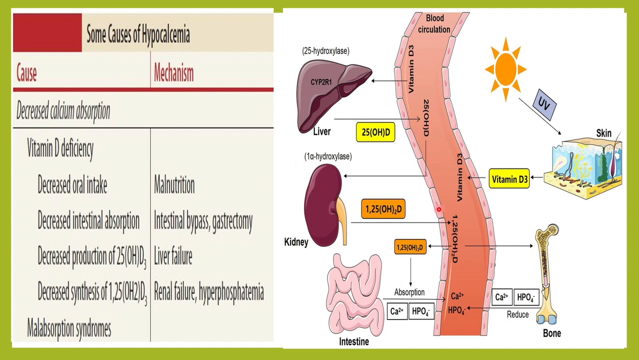There can also be decreased intestinal absorption. Suppose there has been an intestinal bypass or a gastrectomy, so the calcium will not be absorbed itself, and there can be hypocalcemia. Suppose there is liver failure, then the vitamin D which is produced in the liver will not be available, which can lead to hypocalcemia. If there is renal failure, where the kidney has failed because of chronic kidney disease, there will be less vitamin D, which can cause less calcium. So these all can lead to decreased calcium levels in the serum.